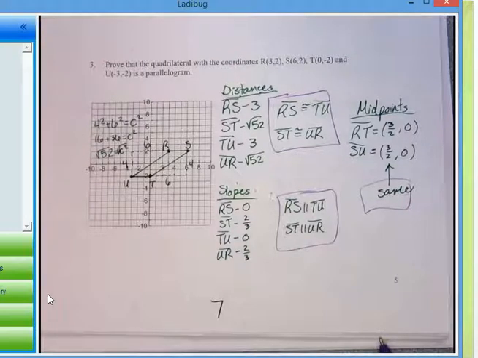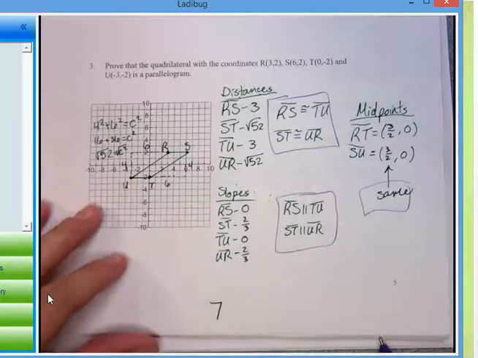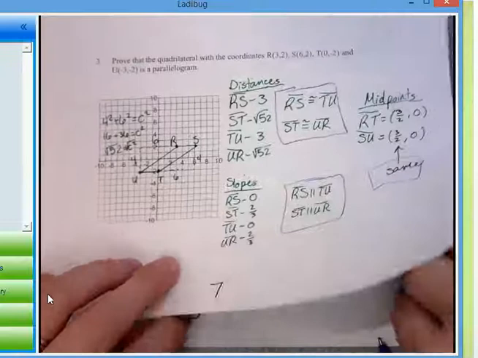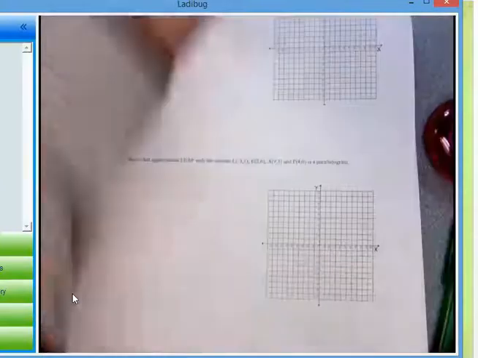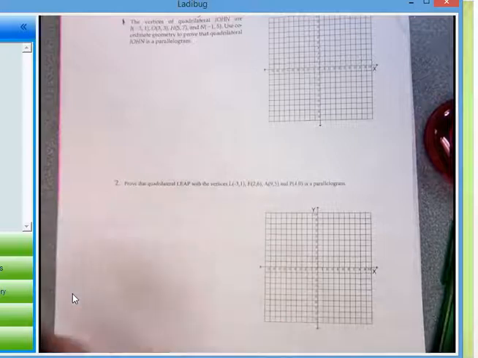Okay, that is your notes for this day. Your assignment is really short. It's just page 16. You turn to that. All you have are 2 of these quadrilaterals that you need to prove to be parallelograms. So just make sure you show all the evidence, and you show the slopes, the distances, and the midpoints of all the diagonals. All right.